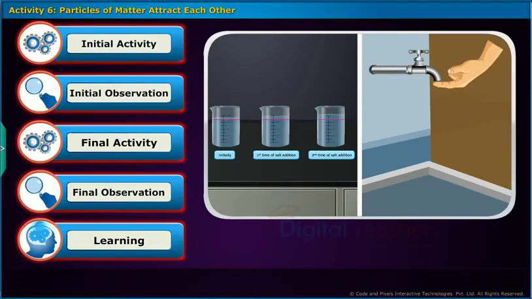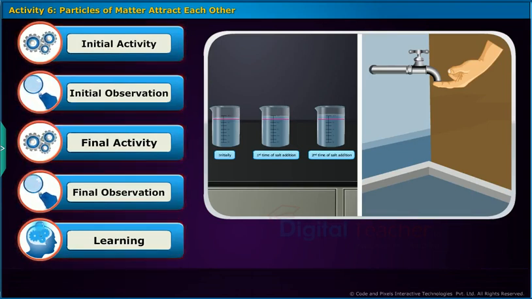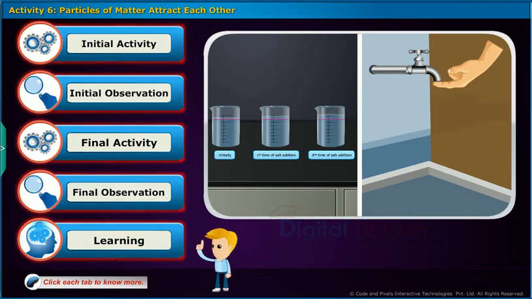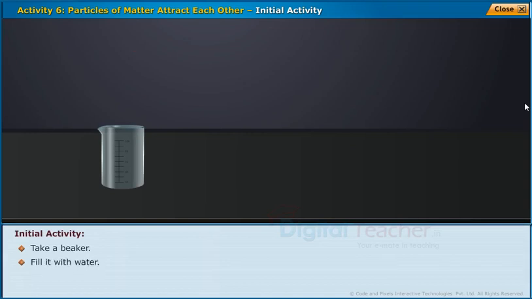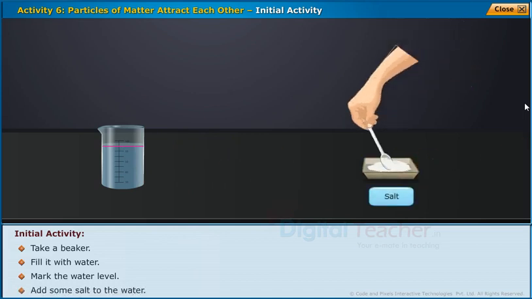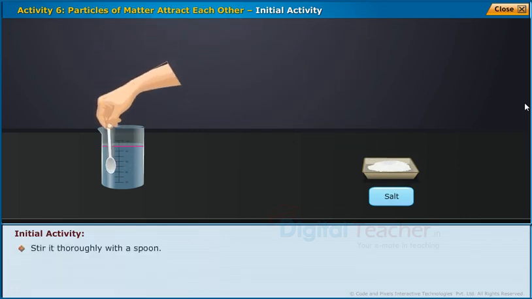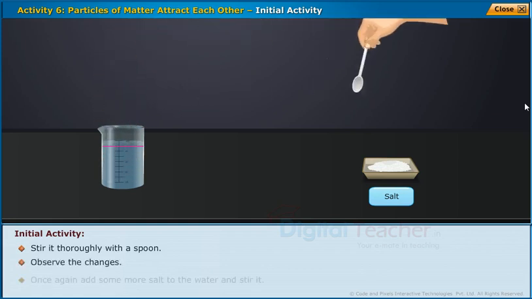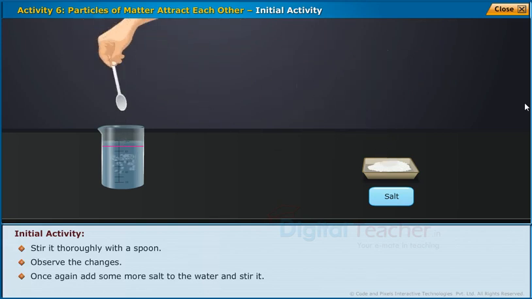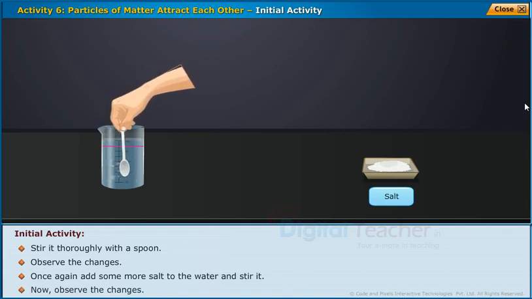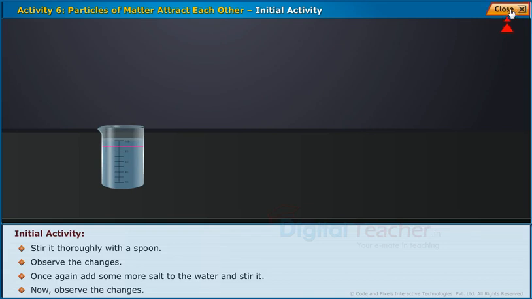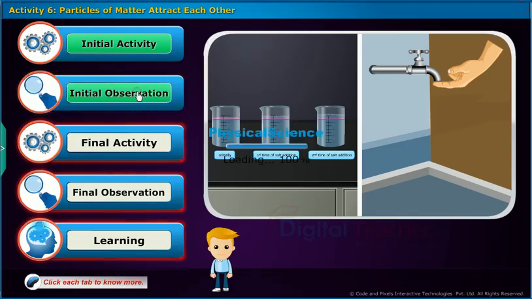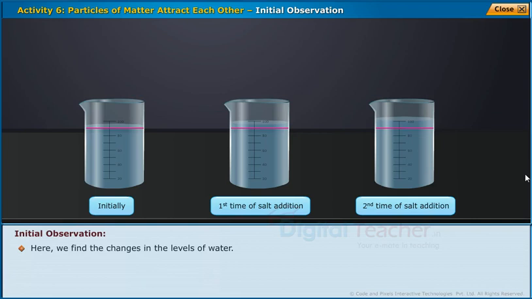Now, let us perform an activity to understand the force of attraction between the particles of the matter. Click each tab to know more. Take a beaker. Fill it with water. Mark the water level. Add some salt to the water. Stir it thoroughly with a spoon. Observe the changes. Once again, add some more salt to the water and stir it. Now, observe the changes. Here, we find the changes in the levels of water.